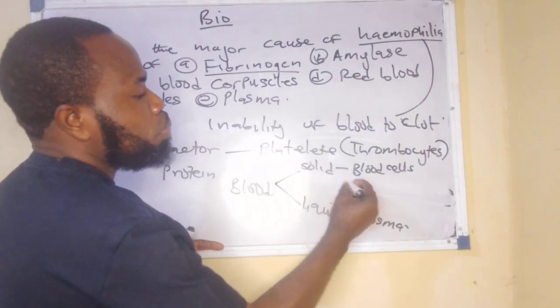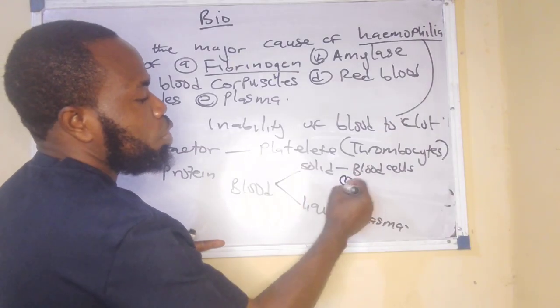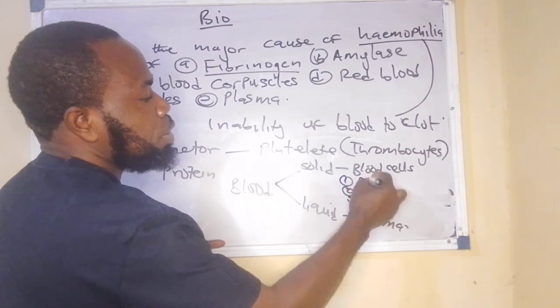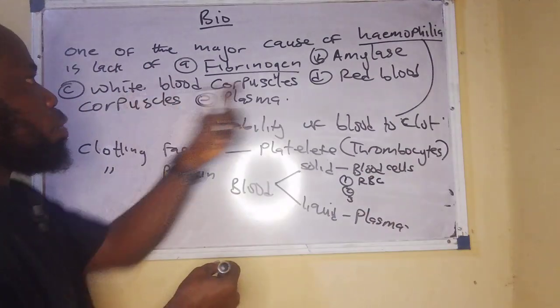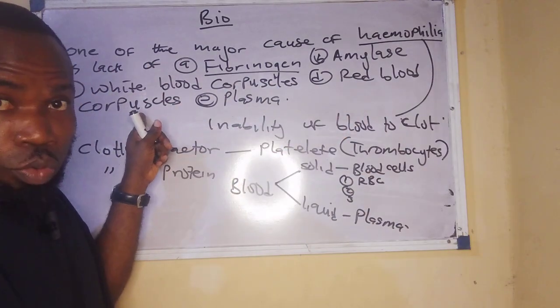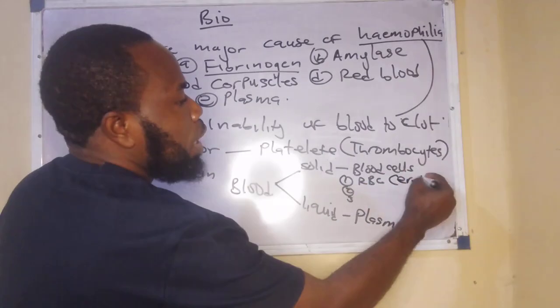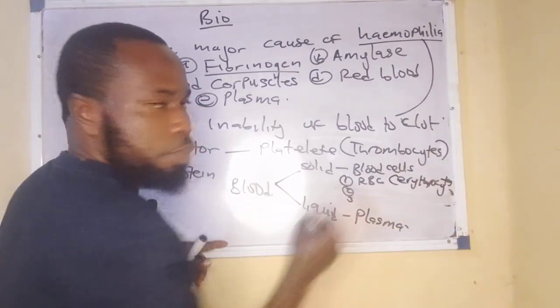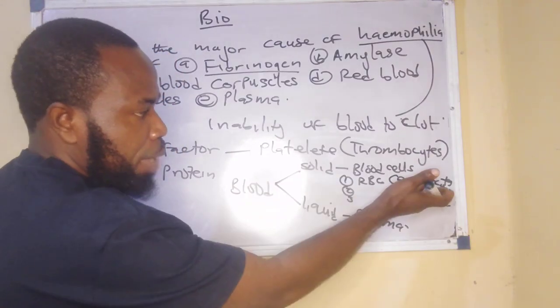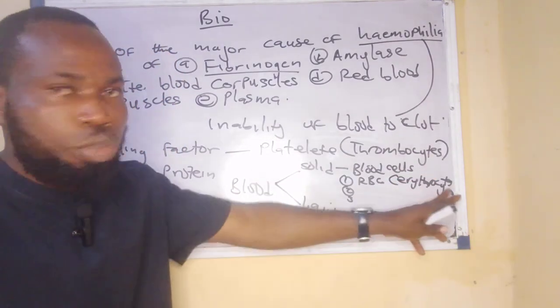Now, there are three parts of the solid portion. We have the red blood cells, which are also known as the red blood corpuscles. This red blood cell is also regarded as erythrocytes. Pardon my writing there. It's also known as erythrocytes.